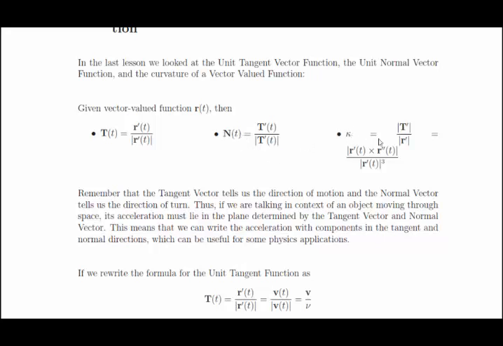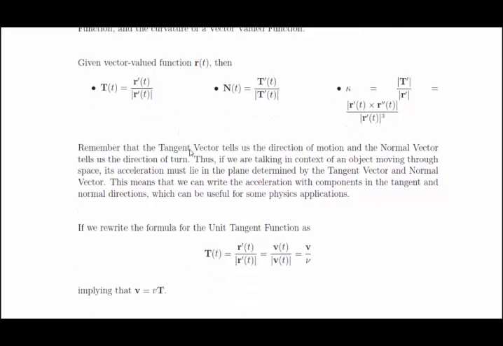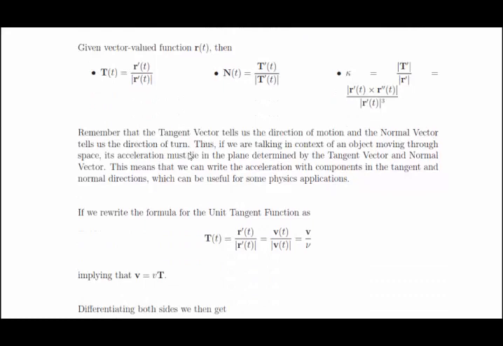And then we have the curvature, which is defined to be the magnitude of the derivative of the unit tangent vector divided by the magnitude of the derivative of the position function itself. And then we have another way of calculating it here: r prime of t crossed with r double prime of t, magnitude thereof, divided by the magnitude of r prime of t cubed. Okay, so our goal for this page of work is to look at the acceleration function.